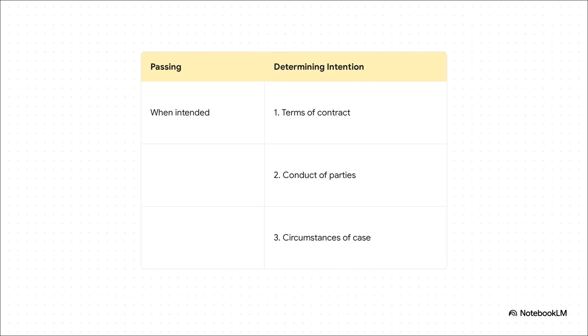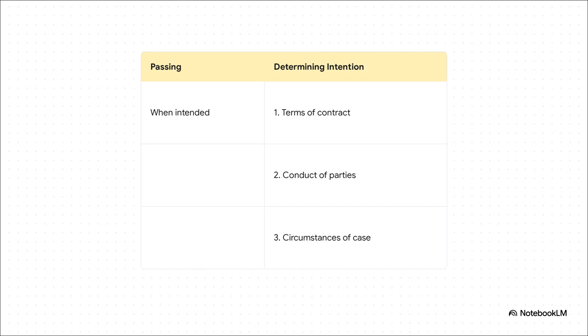Moving to the general rule, Section 19 breakdown. Passing of property passes when parties intended to pass. The determining factors for intention are 1. Terms of contract, 2. Conduct of parties, and 3. Circumstances of case. Read this very carefully. Section 19 clearly dictates that intention is paramount. The law actually steps back and lets the buyer and seller decide when ownership shifts.